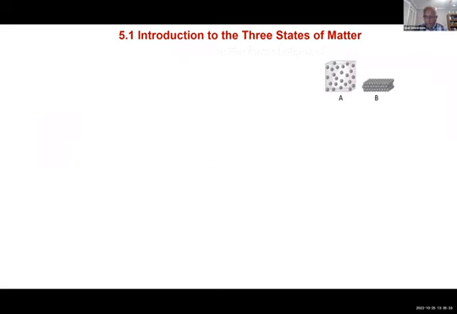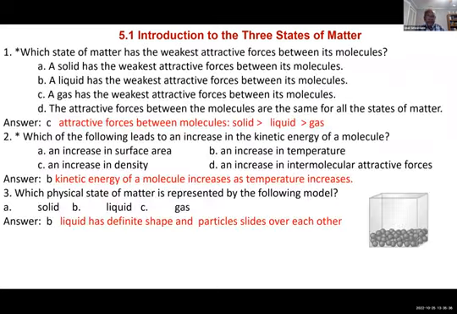First question is about the state of matter. What state has the weakest intermolecular, attractive forces? Solid has the highest, liquid has in between, gas has the weakest, and it's not the same for all states of matter. Therefore, the answer is C here.